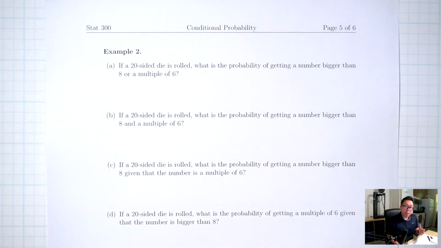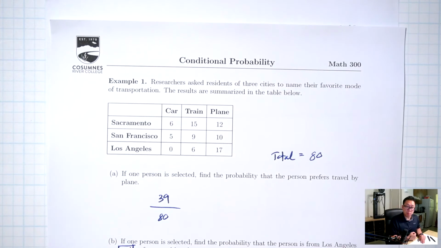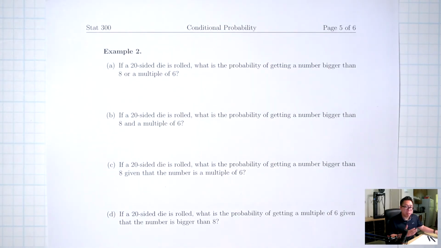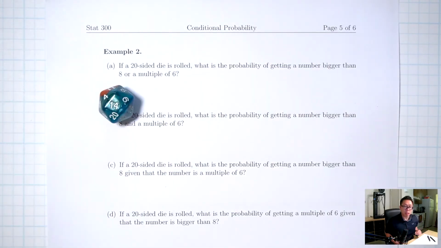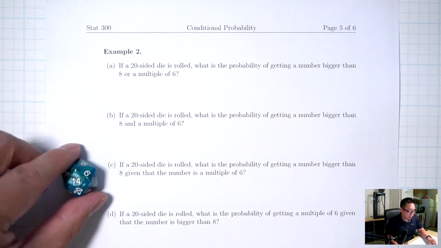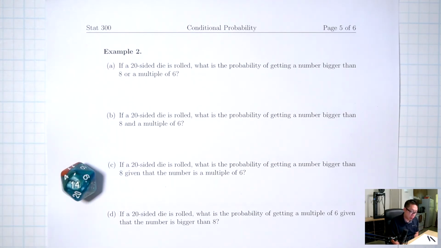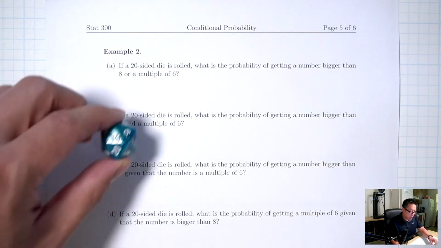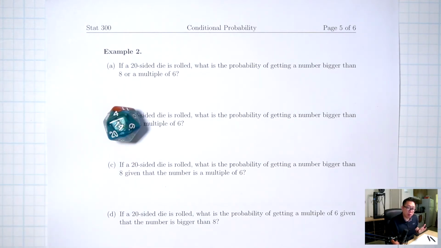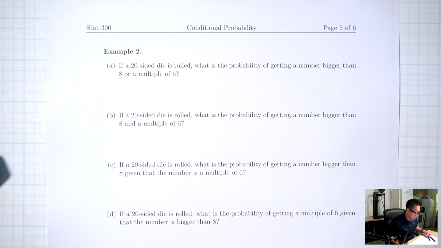All right, so we just got done talking about conditional probability, multiplication rule, and at least 1 problems in the context of a table and picking people. So now let's talk about those 3 same concepts with rolling a die. Part A, if a 20-sided die is rolled, what's the probability of getting a number bigger than 8 or a multiple of 6? When I roll this die, what are all the numbers I can get? I can get a 1, 2, 3, 4, all the way up to 20, because it's a 20-sided die.